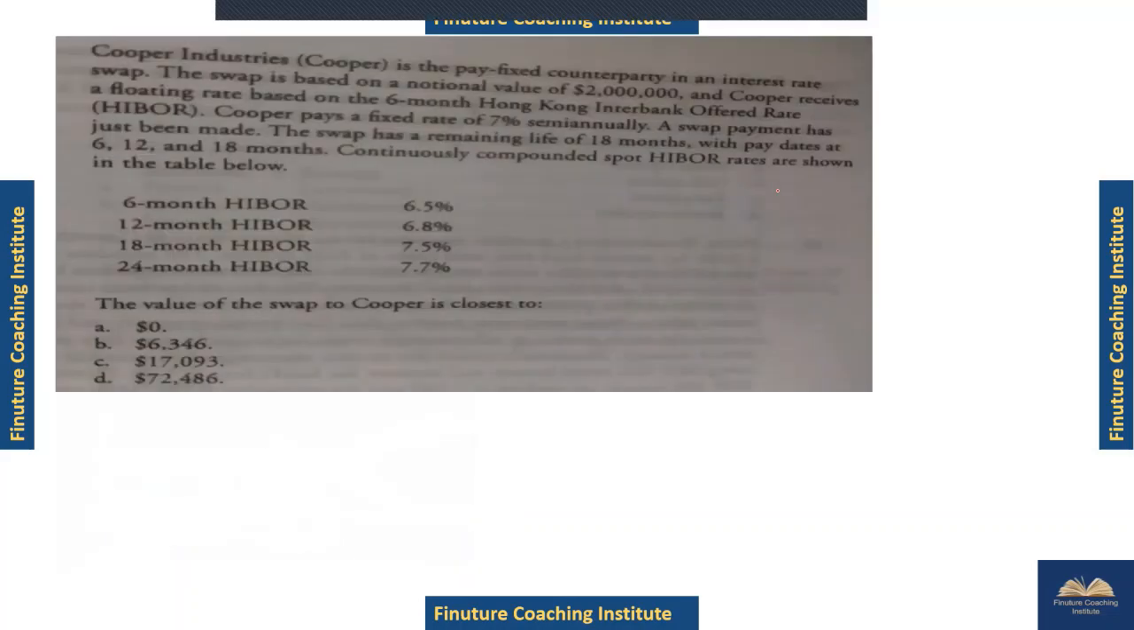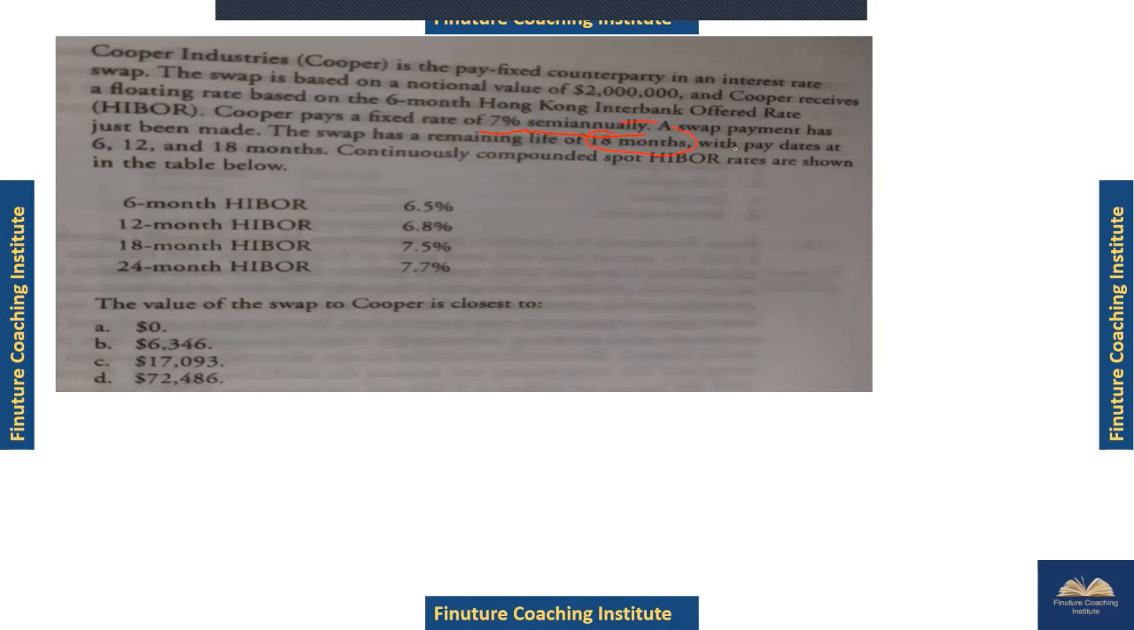A slightly calculation-based question. I'll give you the hint. There is a corporate which pays a counterparty an interest rate. The notional value is $2 million, and the corporate is a fixed rate payer. What happens is they pay a fixed coupon on $2 million and receive the floating rate 6-month IBOR rate, and they pay 7% semi-annually. The swap payment has just been made. The swap has a remaining life of 18 months.